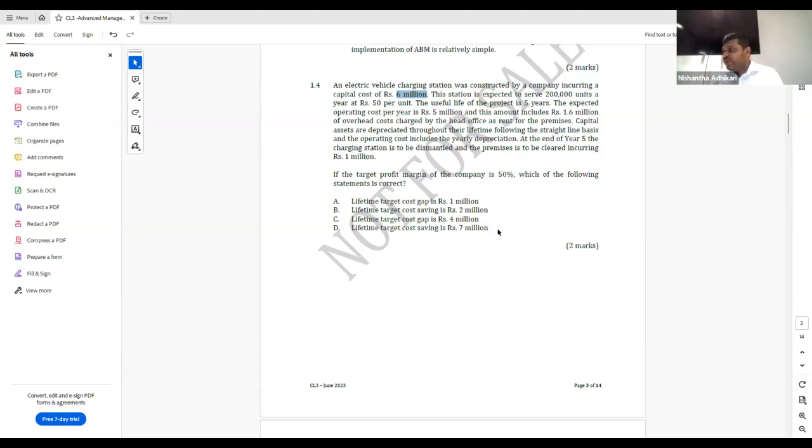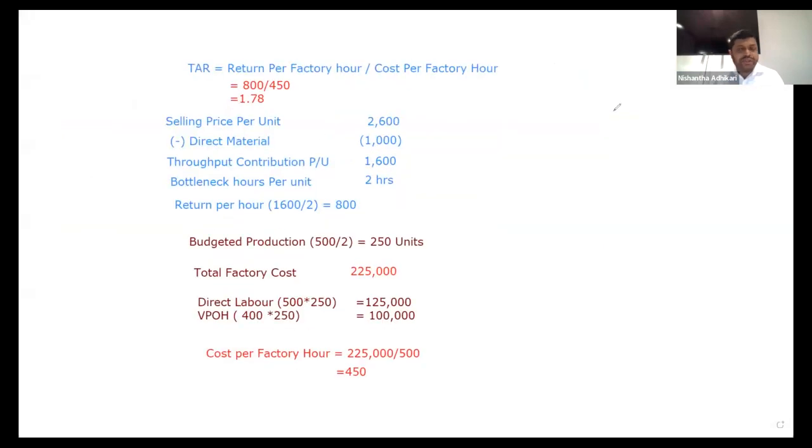Now, while reading this, first you have to calculate the total cost incurred over the life cycle. Then you have a target profit margin of 50%, so you have to calculate your target cost and your estimated cost. The difference is the target cost gap. This is not for a unit; they are asking for the lifetime target cost gap. We will work it out quickly. I will go to the calculation.